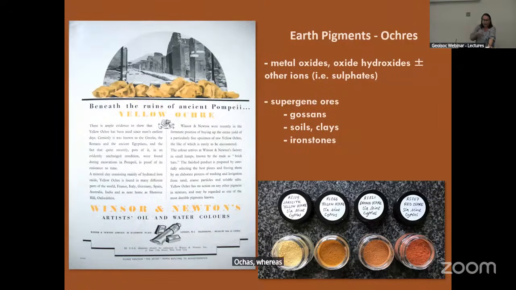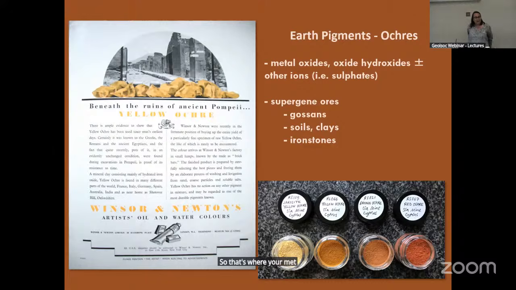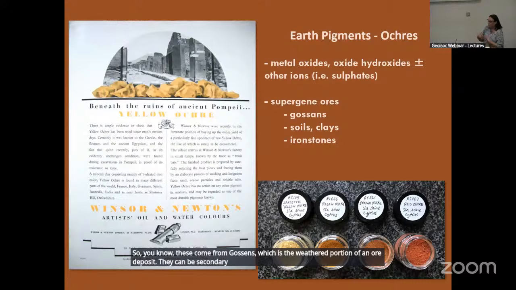Whereas an ochre to a mining geologist means any soft, friable, usually metal oxide or metal oxide hydroxide or indeed metal sulfate that occurs in the supergene portion of your vein. So that's where your metal has been weathered by the hydrosphere and the atmosphere. It's been oxidized. So, these come from gossans, which is the weathered portion of an ore deposit. They can be secondary ochres that have been sedimentary materials. They've been eroded from a gossan and transported and redeposited in a sedimentary environment.